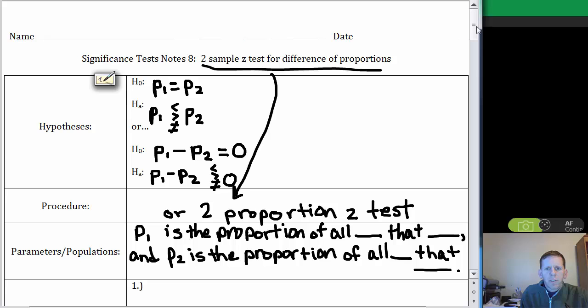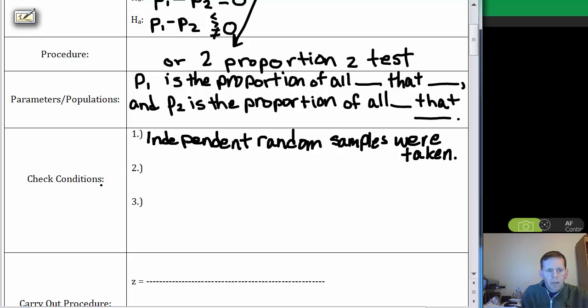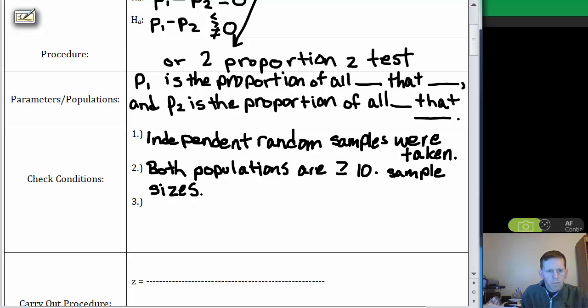There are 3 conditions for this kind of test. And the first condition, similar to the 2 sample t-test, is that you have independent random samples. The second condition, similar to the 1 proportion z-test, is that both populations are at least 10 times the respective sample sizes. And be sure to make 2 separate statements here in context.